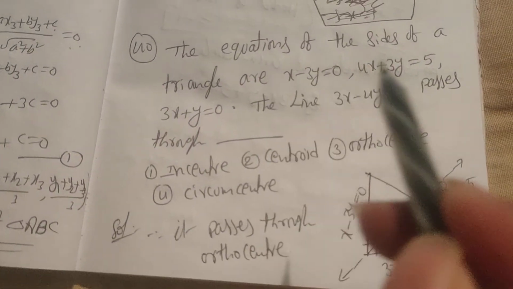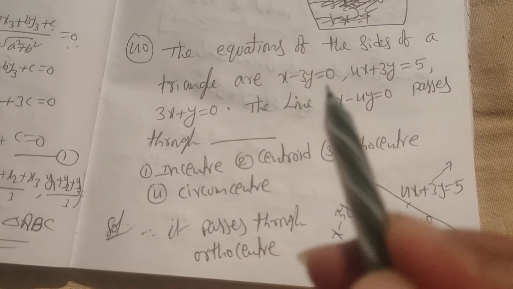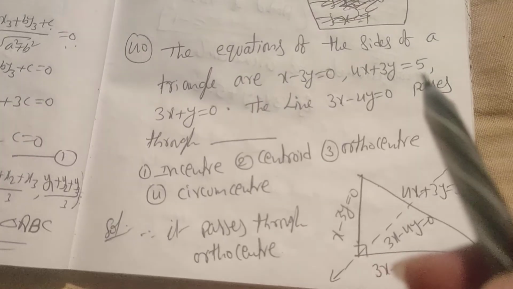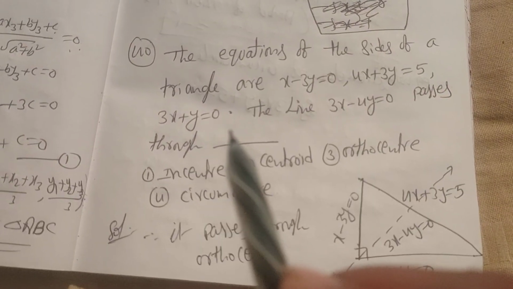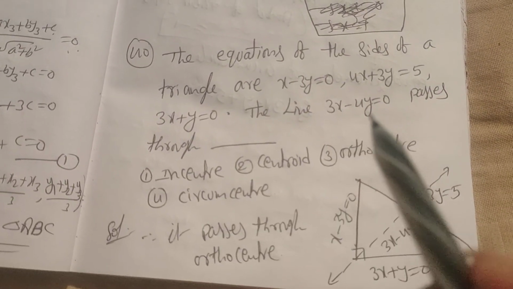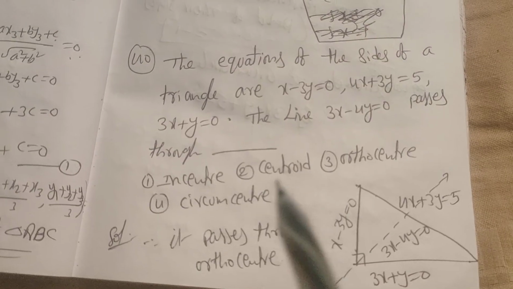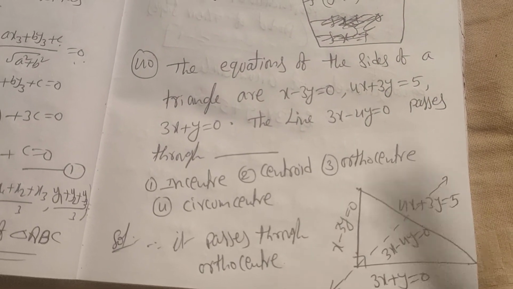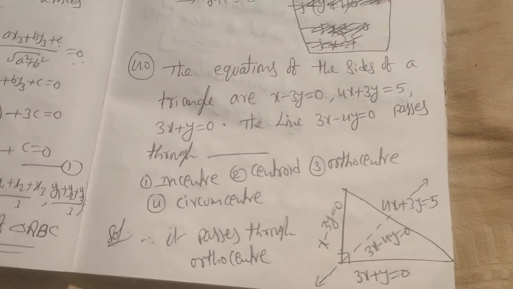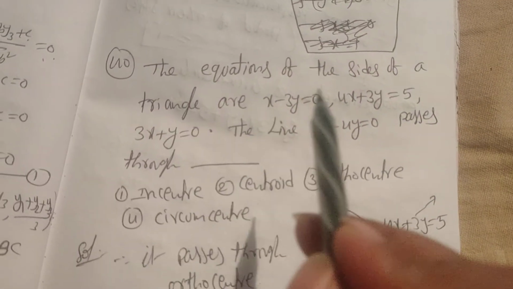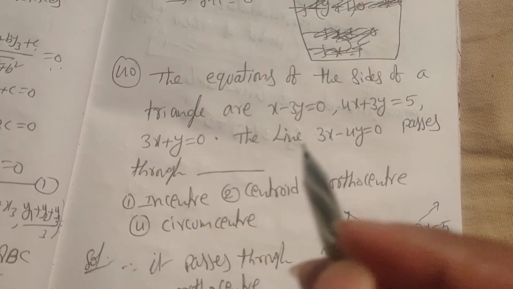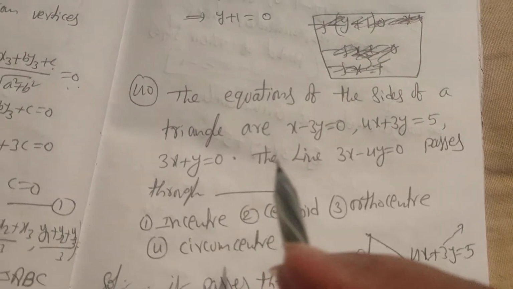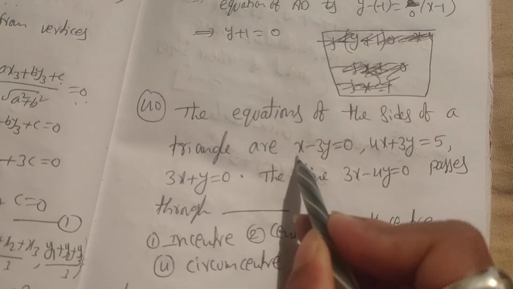The equations of the sides of a triangle are x - 3y = 0, 4x + 3y = 5, 3x + y = 0. The line 3x - 4y = 0 passes through the incenter, centroid, orthocenter, or circumcenter. See very clearly, once you observe the given equations, this is x - 3y = 0.